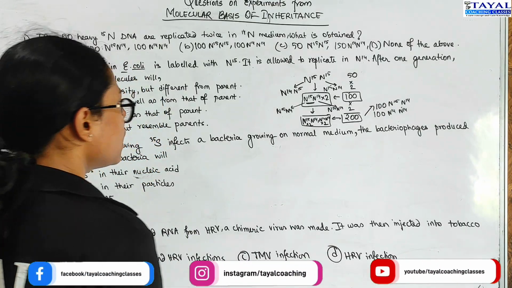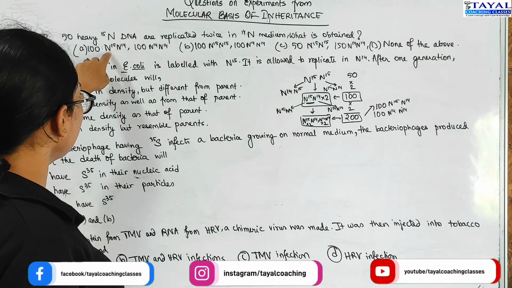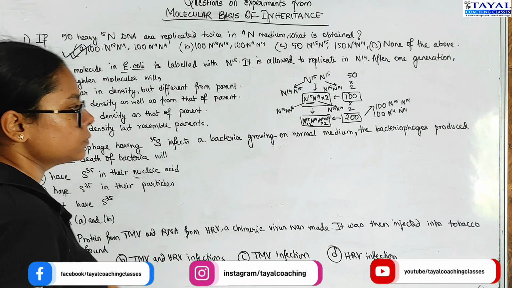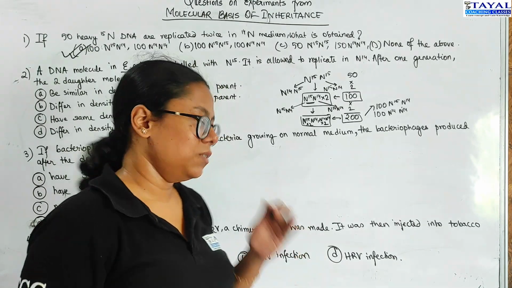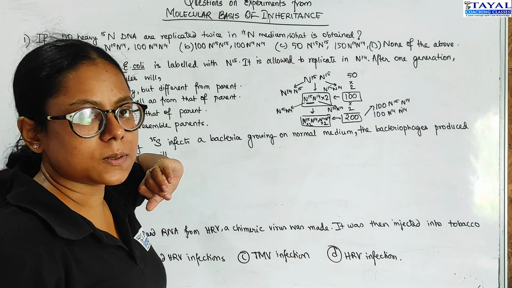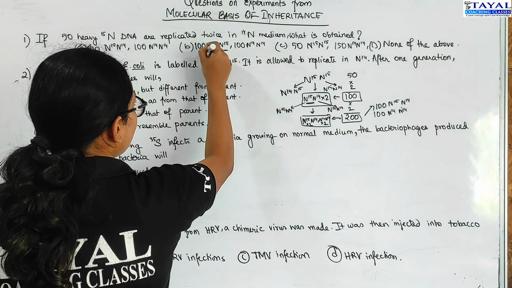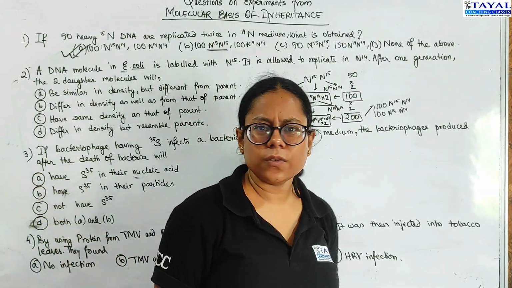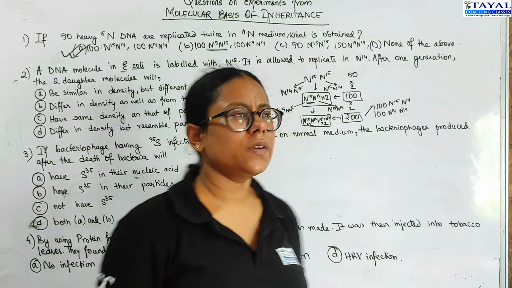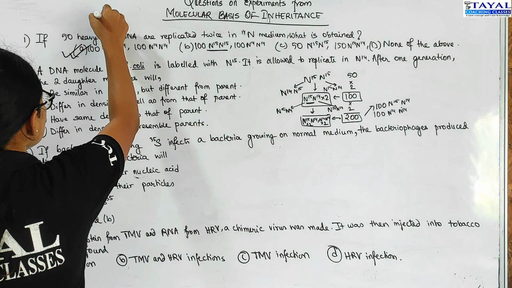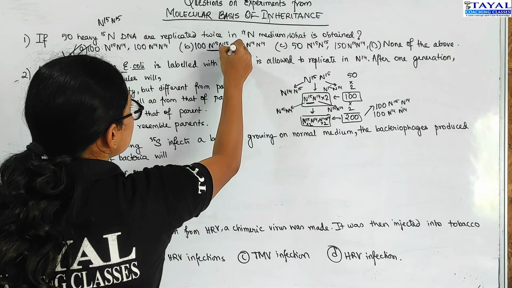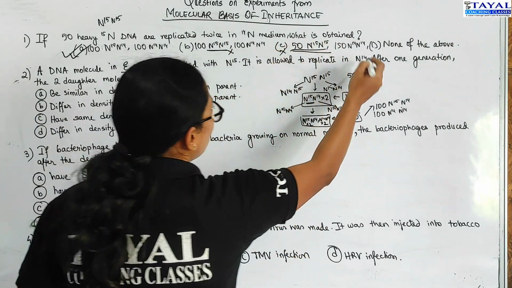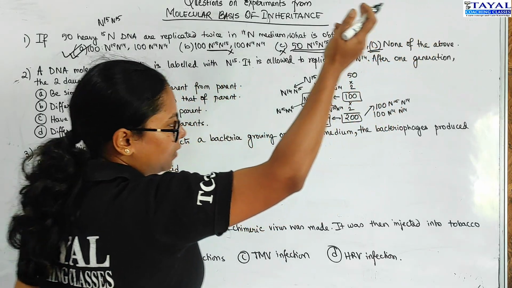So let's see which matches our answer. A is 100 N15 N14, 100 N14 N14. So that's your correct answer. Now, let's look at the other options. In the second option, you have 100 N15 N15, which you know is not possible, right? Because DNA replication is not conservative, and if it's not conservative then the original N15 N15 cannot remain. So this option is wrong anyway, I could tell. This one also has N15, so this is also wrong, and this was not right. Correct?